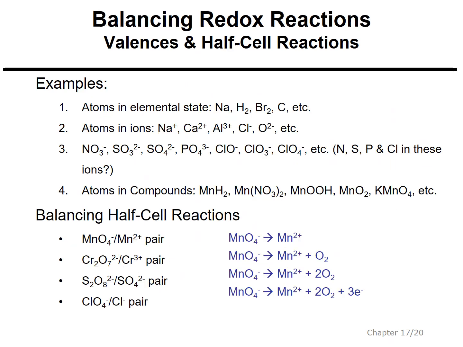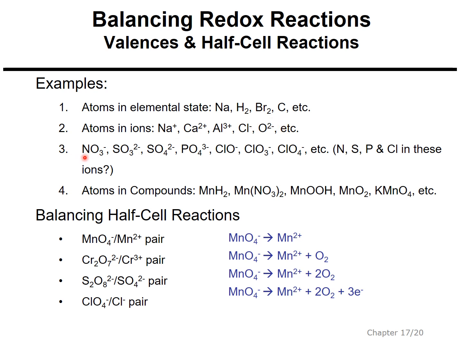Let's go to the examples. Here are examples of the oxidation number of various molecules, atoms, or compounds. Atoms in the elemental state, for example sodium, hydrogen molecule, bromine, and carbon, all have 0 as their oxidation number. How about ions? Na+ has +1 as its oxidation number, calcium 2+, 3+, and minus, 2 minus, of course.